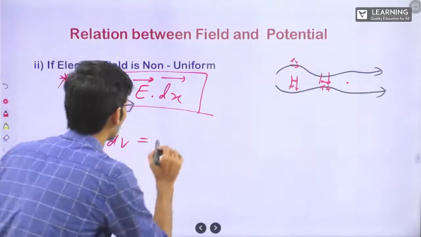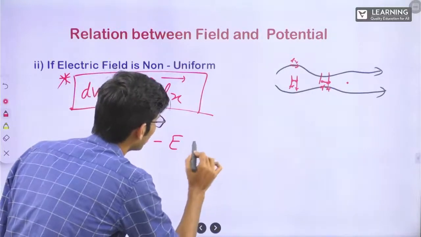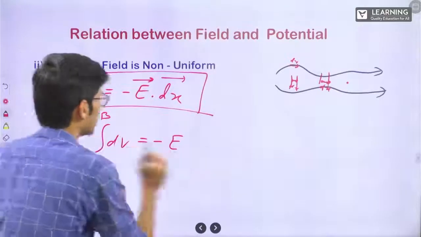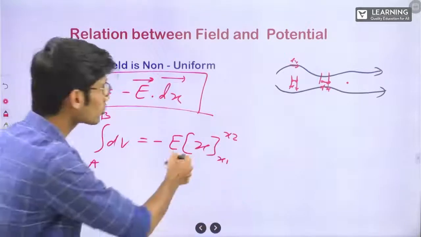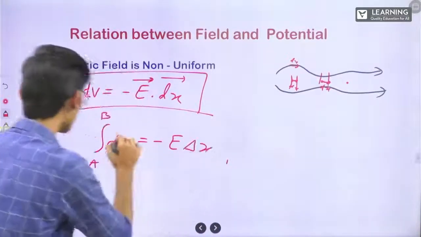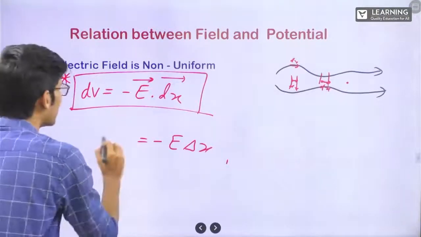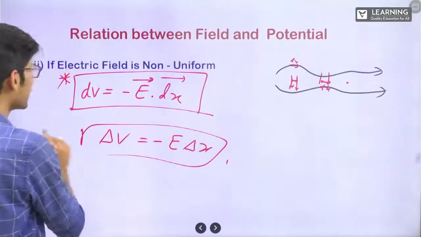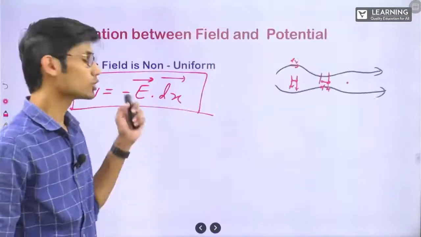That is equal to minus, if E is constant, here we'll get x2 minus x1, correct? Dx, if you integrate, you will get x, limits will be from x1 to x2, or a to b: x2 minus x1, this will finally become delta x, and this dv from a to b, Va minus Vb, this will finally become delta V. From here only we get this formula, delta V is equal to E dx, delta V is equal to E delta x, correct? So this is the main formula.